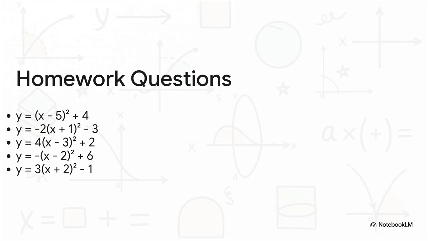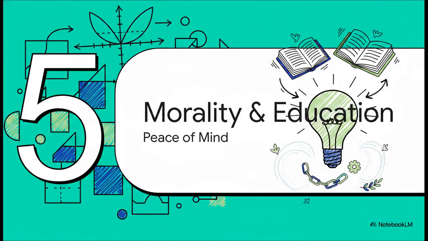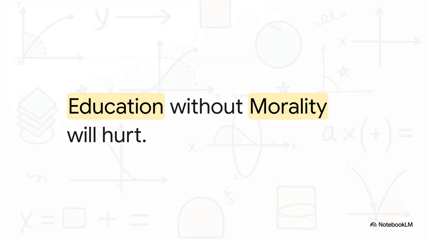You've got this. And finally, Section 5, Morality, Education, and Peace. So the crucial point is this: simply being smart just isn't enough. The Godly Learners series teaches us that intertwining morality with education is vital. Because let's be real, education without morality is ultimately going to cause harm.